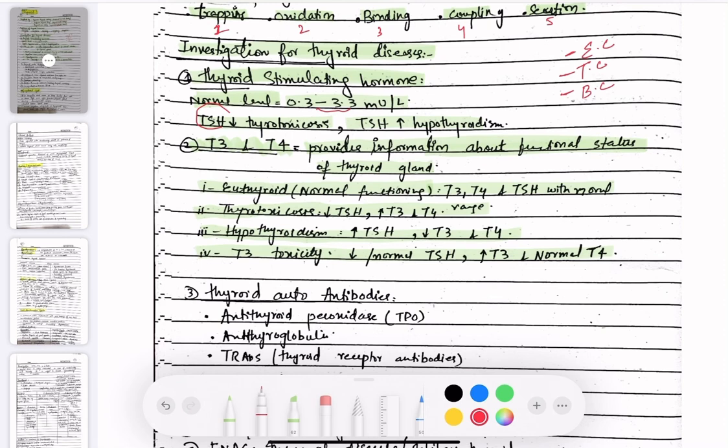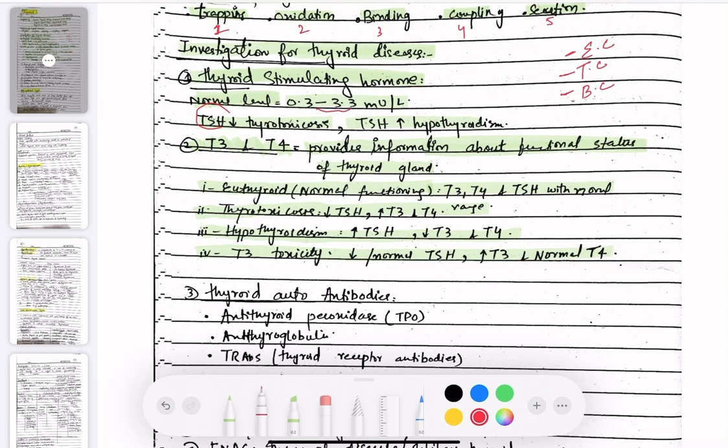Okay, so these are the thyroid tests. First of all, we do the TSH test, and if the TSH is raised, then T3 and T4 are decreased, and this is hypothyroidism. And if TSH is decreased, then this is thyrotoxicosis. Okay, then T3 and T4 levels. If T3 and T4 are normal, then it is euthyroid. If T3 and T4 are raised, then it is thyrotoxicosis. And if T3 and T4 are decreased, then it is hypothyroidism. And if only T3 is increased, then this is T3 toxicosis.